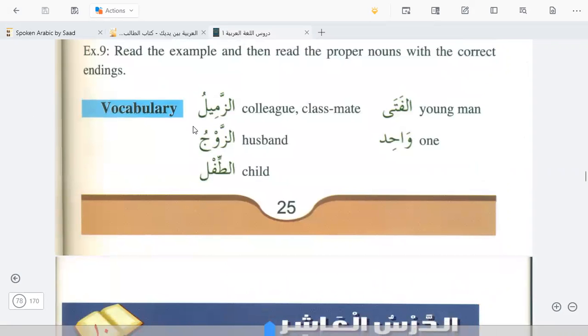Now you can see the vocabulary of this chapter. Azamilu, colleague or classmate. Al-Fata, young man. Azawju, husband. Wahidun, one. At-Tiflu, child. Now I read words and you repeat the meaning of each word. Okay, dear? All of you. Al-Zamilu. Tell me the meaning of these words. Colleague or classmate.